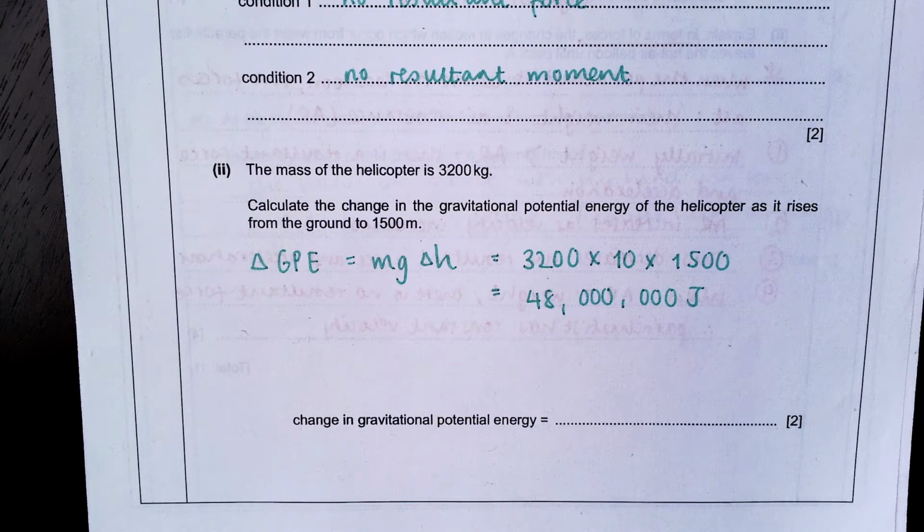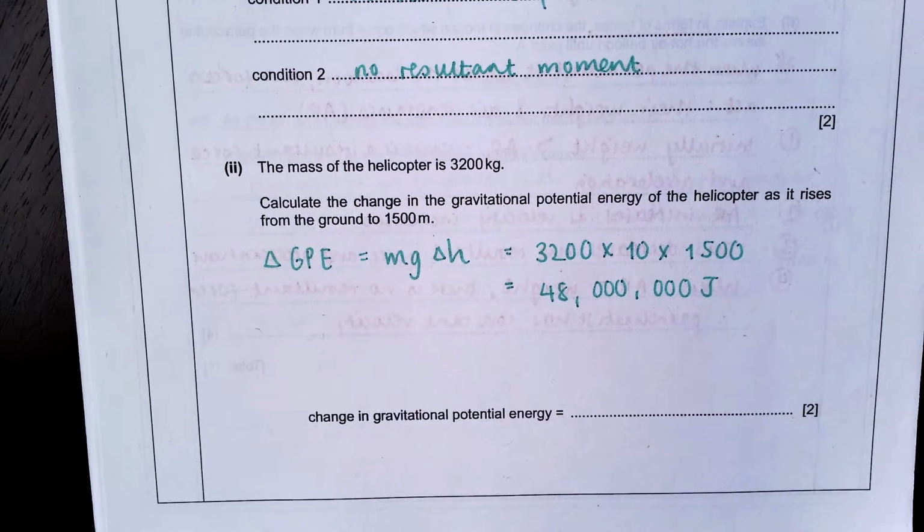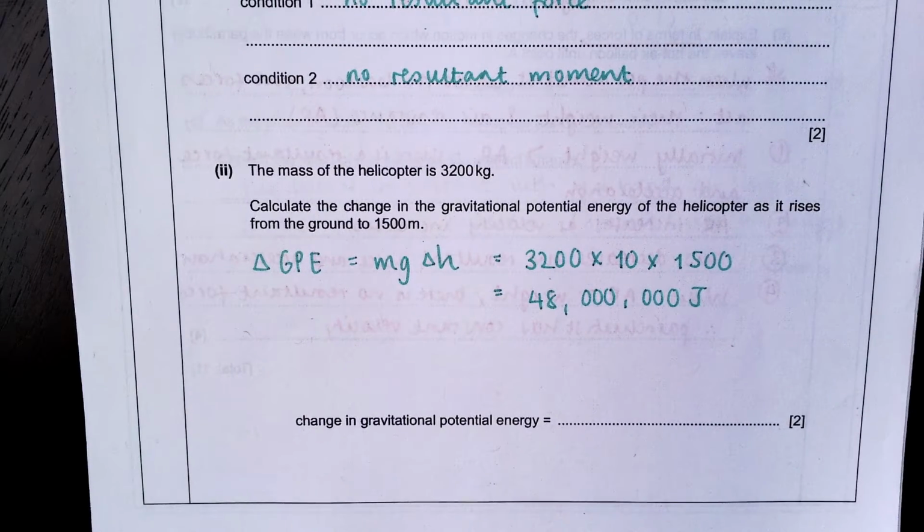The mass of the helicopter is 3,200 kilograms. Calculate the change in gravitational potential energy of the helicopter as it rises from the ground to 1,500 meters. A surprising number of people got this wrong. You just need to remember your equation. GPE is mg delta h. The mass was given, g is 10. Delta h is given in the question. Substitute in: 48 million joules.